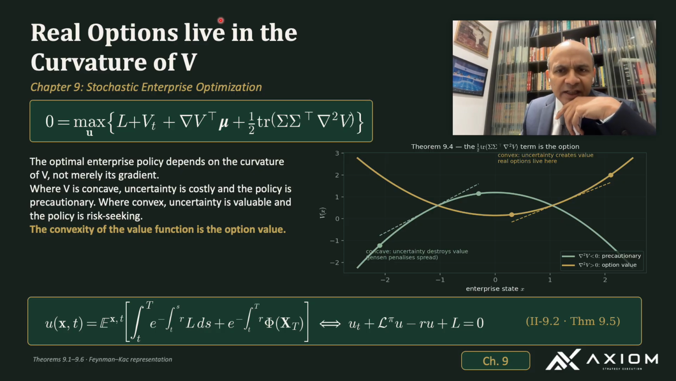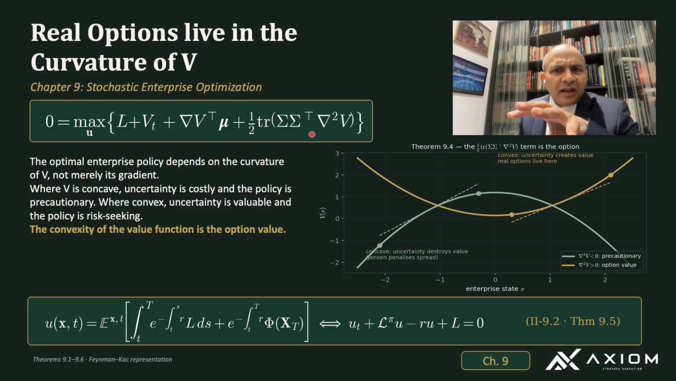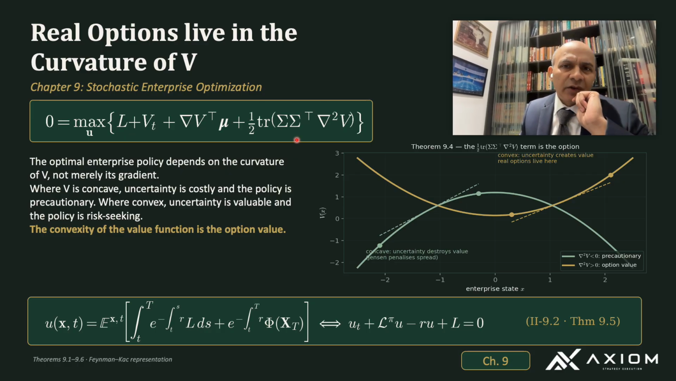The framework does not need a separate real options chapter because the convexity of the value function is the option value. So we look at this equation at the top. This is the stochastic HJB. Here, everything from the deterministic version survives, plus one new term, which is represented over here. It's the trace of the diffusion matrix against the Hessian of the value function. The optimal policy now depends on the curvature of the value function, not merely on its gradient.